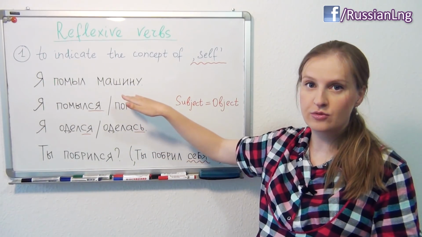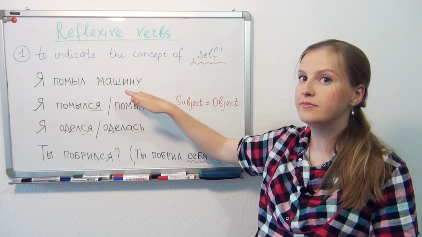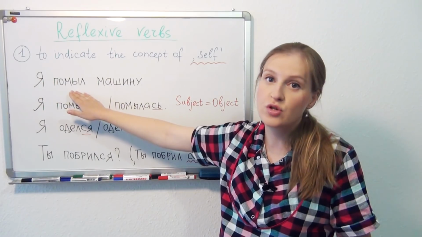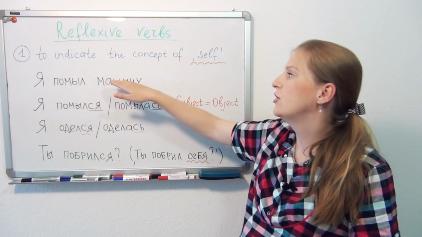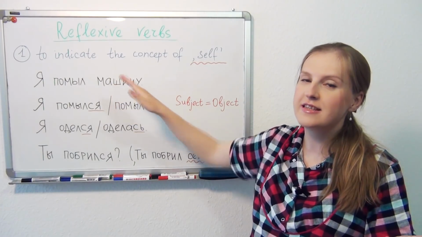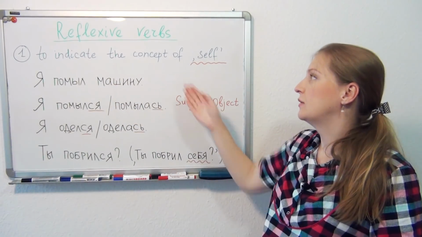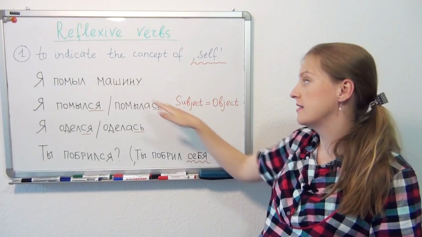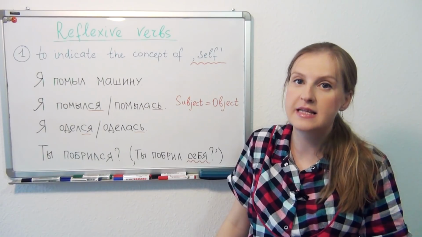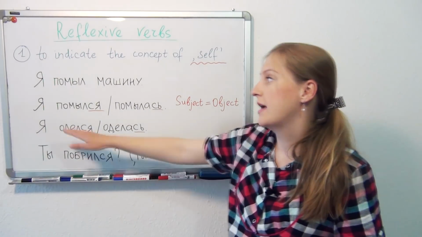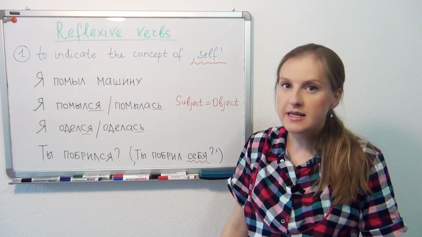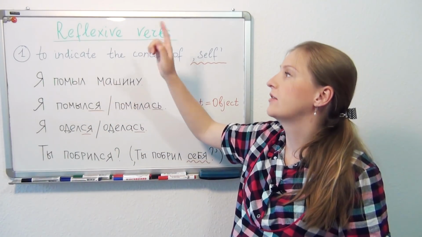Я помыл машину. I washed the car. Here it's not a reflexive verb, it's a usual verb, because we have an object, and the subject and the object are not the same person. While when we deal with reflexive verbs, the subject and the object should mean the same person, the same thing. So that's why я помылся, I washed myself, помылся is a reflexive verb.